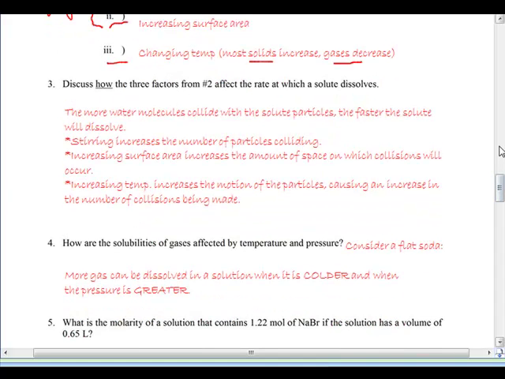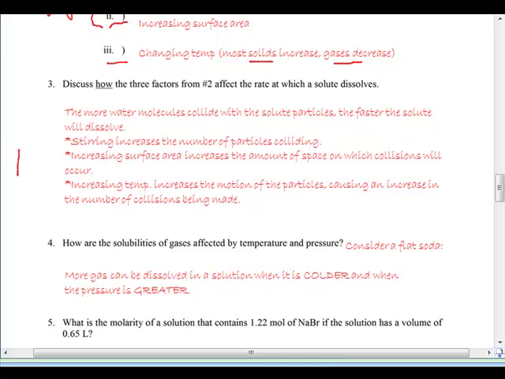Then it says how do those 3 factors affect the rate at which a solution dissolves. So you're explaining how that works. And I wrote the more water molecules collide with the solute particles, the more collisions that take place, the faster the solute will dissolve. So what can we do to get more water molecules colliding? Well, we can stir. Stirring is going to increase the number of particles colliding. We could increase the surface area by chopping it up into smaller pieces.